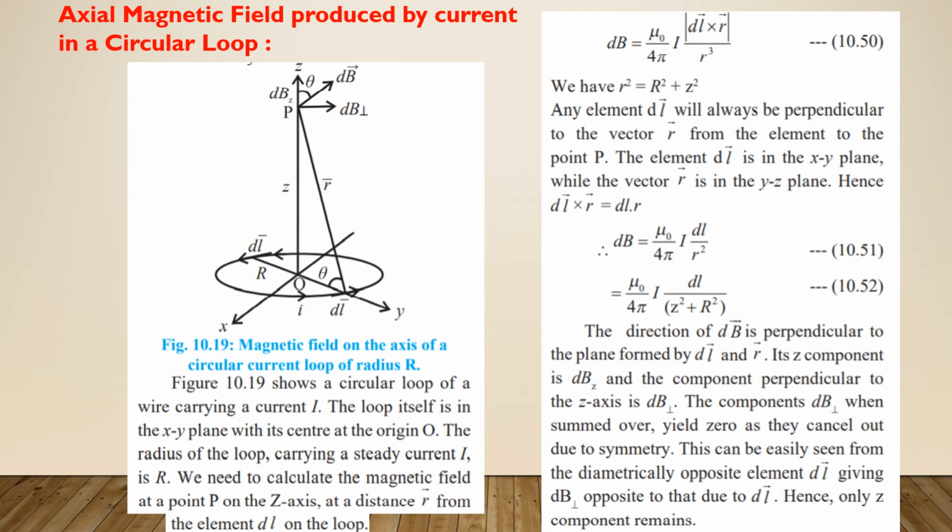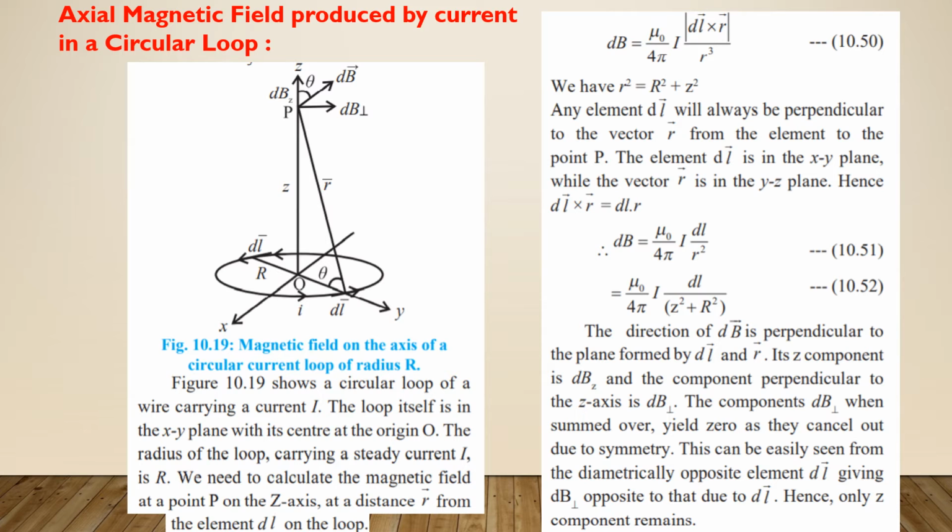Now let us apply Biot-Savart law to determine the magnetic field at an axial point due to a circular loop. Consider a circular loop of wire of radius R carrying a current I situated in the xy plane with its center as the origin. We need to calculate the magnetic field at a point P on the z-axis, which is at a distance r from one of the elements of the loop.